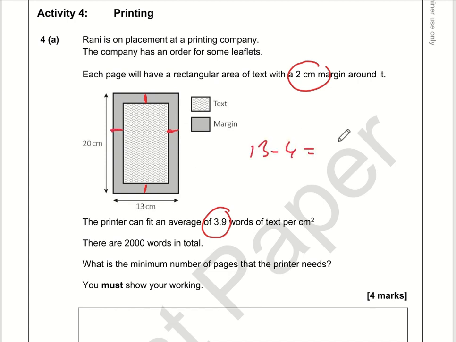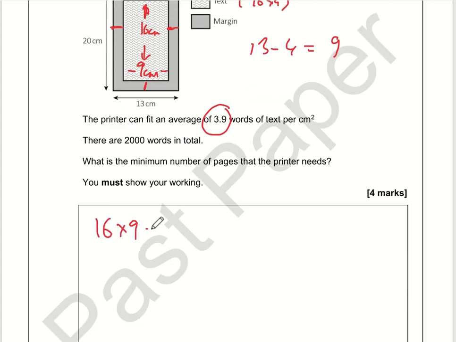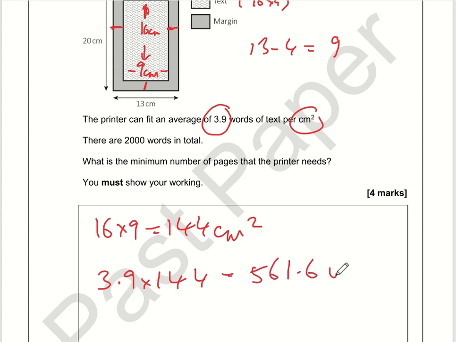So 13 take away 4 is 9. So this is 9 centimetres from here to here. And if we subtract another 4 from the 20, then this is 16 centimetres from top to bottom. So the dimensions of the text is 16 times 9. So 16 centimetres times 9 centimetres, 144 square centimetres. So if we can get 3.9 words for 1 square centimetre, then for 144 square centimetres we're going to get 3.9 times 144, which is a total of 561.6 words per page.